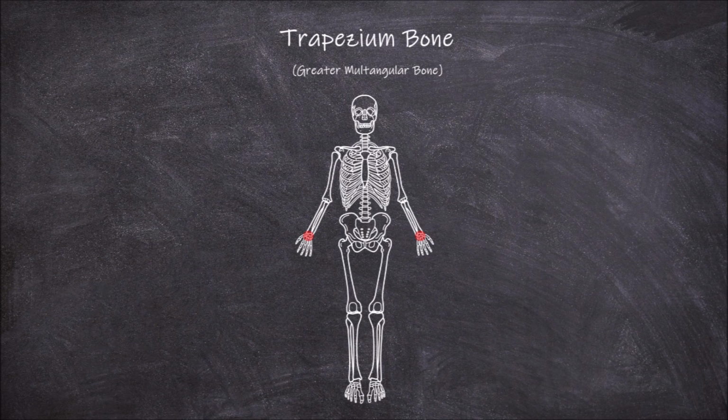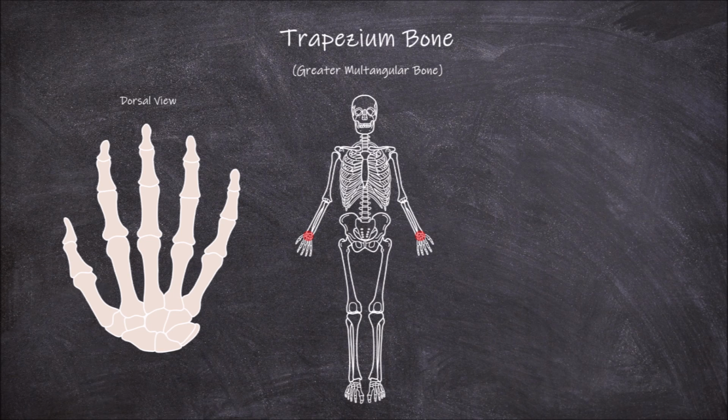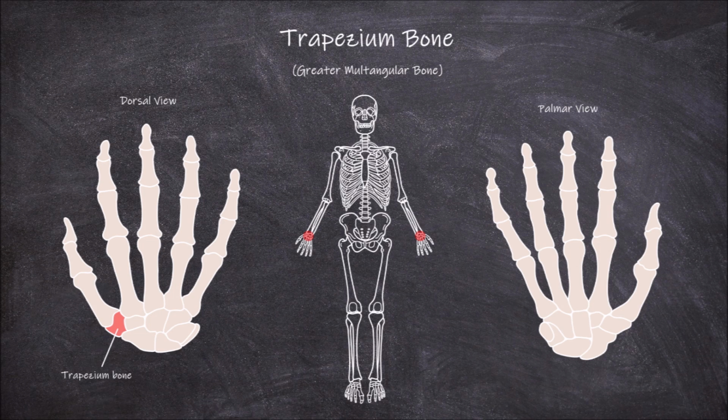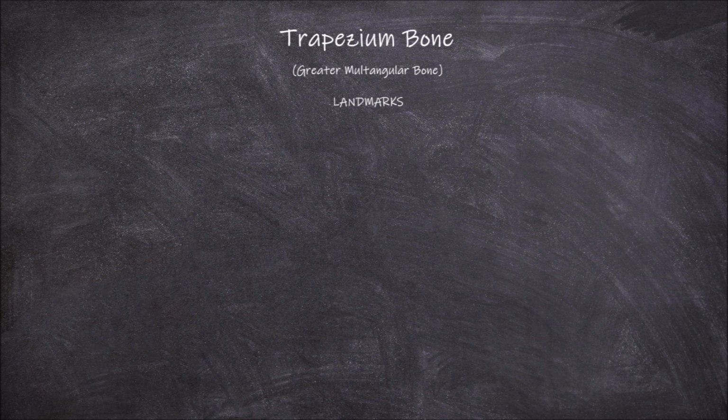If we look more closely at the back or dorsal view of the right hand, we can see highlighted in red the trapezium bone amongst the other wrist bones. If we look at the palmar view, we can again see highlighted in red the trapezium bone. Now we are going to look at the different landmarks and features of the trapezium bone.